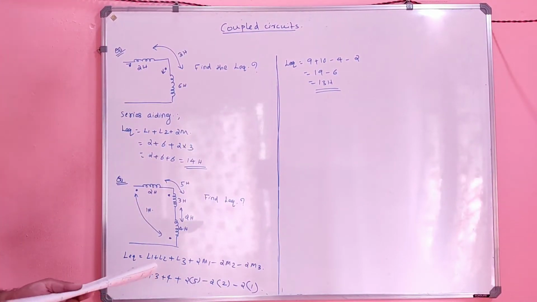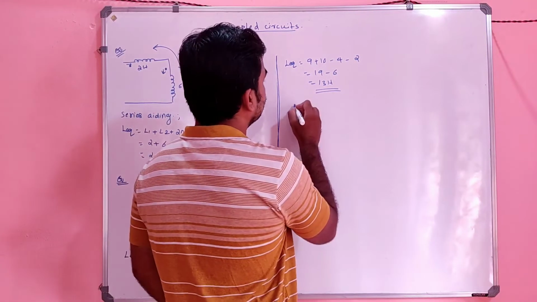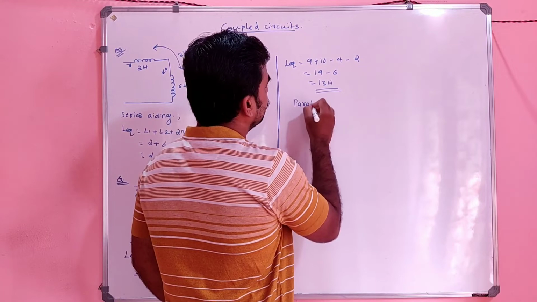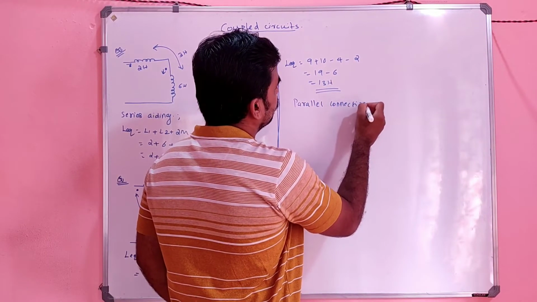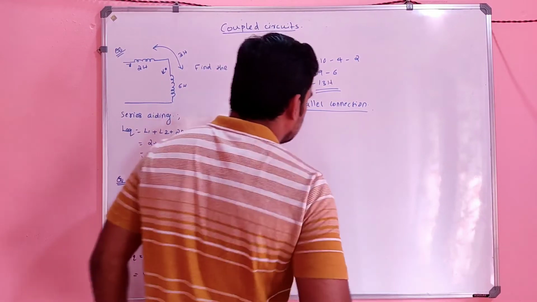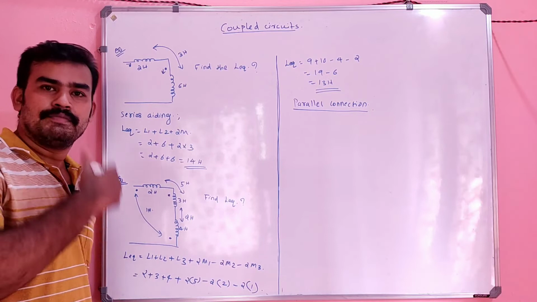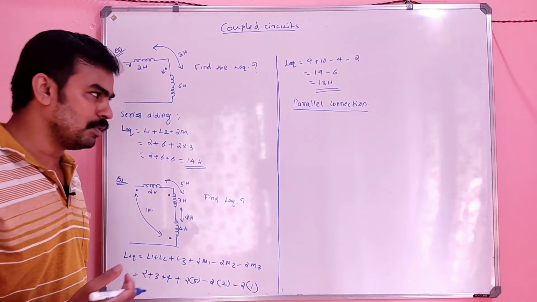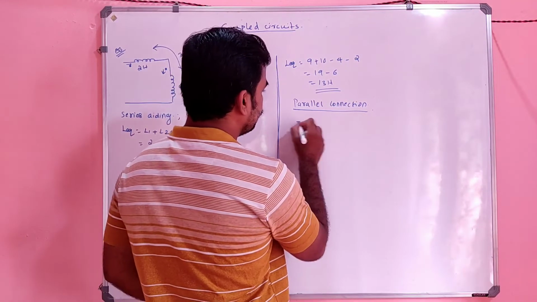Next we have to see the parallel connection. In the previous session we discussed the series connection of two inductors, whether in series aiding or series opposing. In a similar manner, there is a parallel connection of inductors.